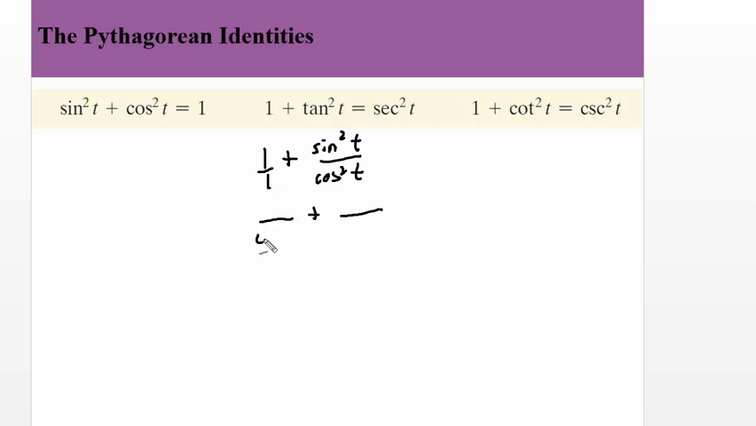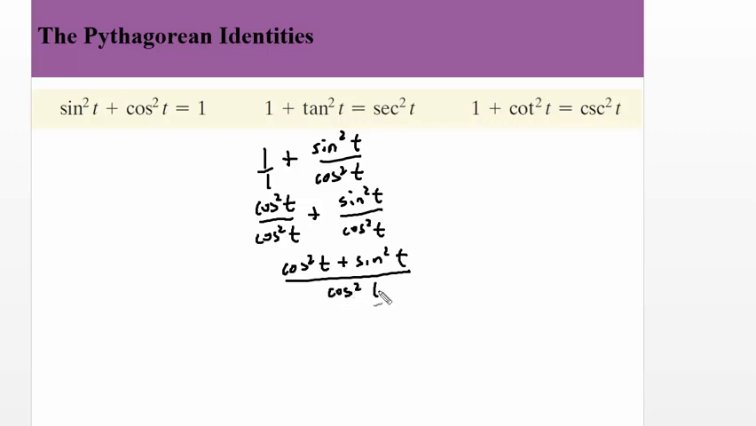Yes, you can add fractions even in trig. Multiplying both top and bottom by cosine squared t here, 1, of course, would be cosine squared t over cosine squared t plus sine squared t over cosine squared t. So when you add the numerators together, we've got a common denominator. Look at what we get here. We get cosine squared t plus sine squared t over cosine squared t.